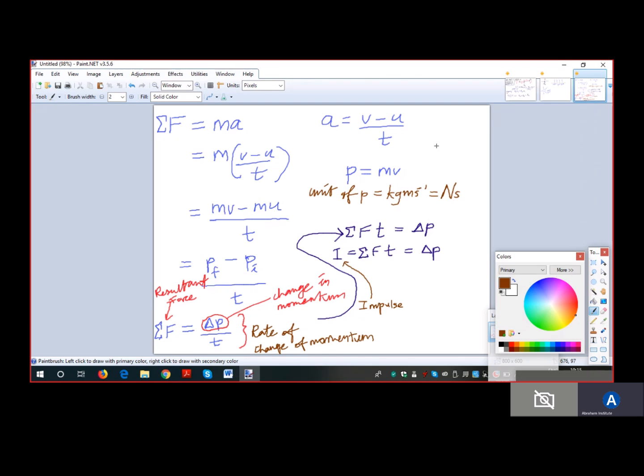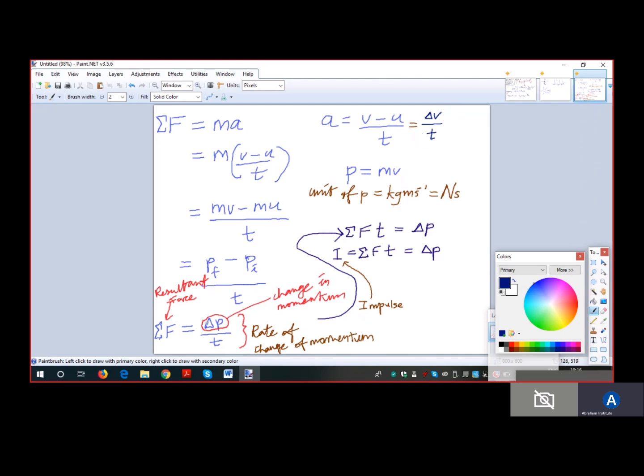You should know how to manipulate this. Okay, and by the way, this acceleration is what? This is change in velocity. So also we can write here, acceleration is final velocity minus initial velocity over time, which is change in velocity over time. So change in velocity over time is acceleration. This is called what? Rate of change of velocity. You see that? You can compare this with this.